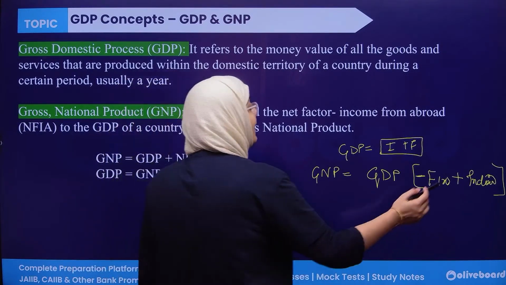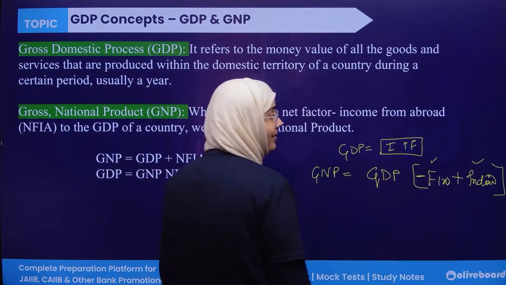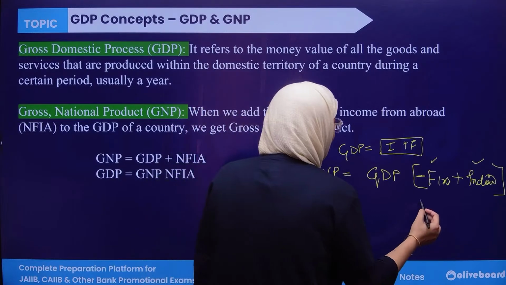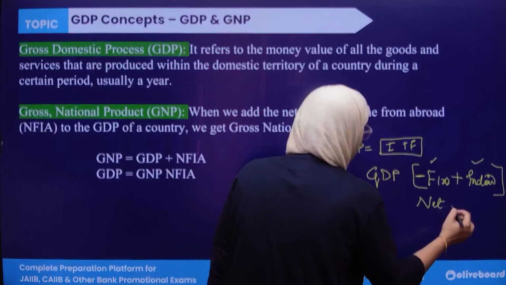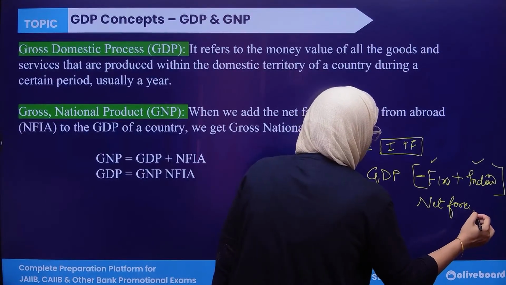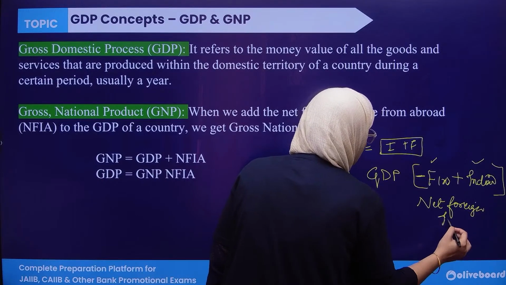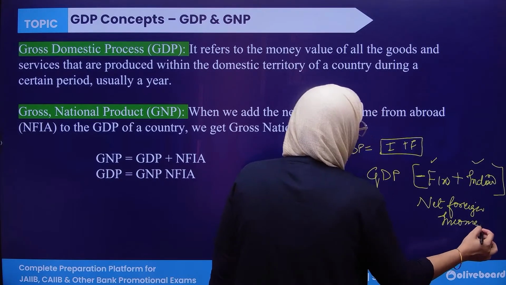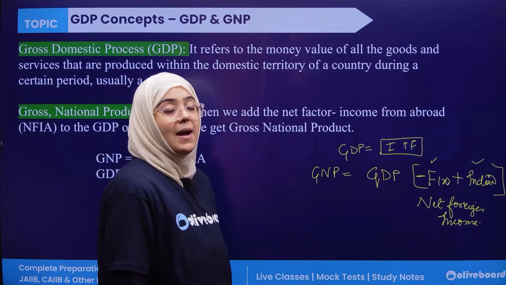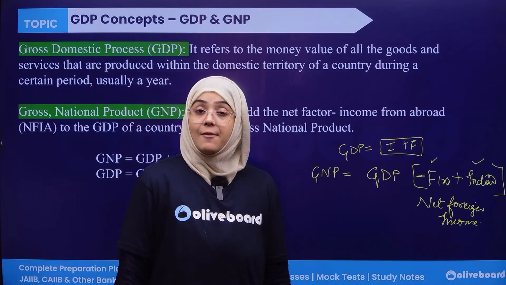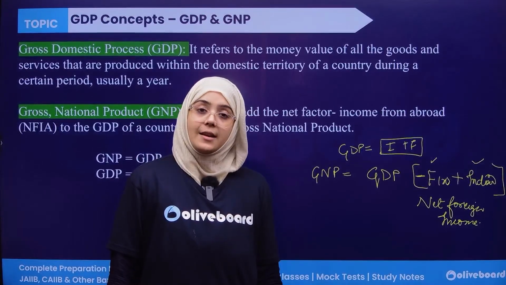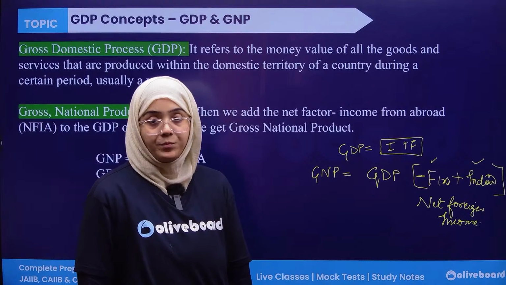Okay. Now, in this process, when we subtract income of foreigners living inside India from income of Indians living outside India, we get what? Net foreign income. Net foreign income is income of Indians living outside India remitting to India minus income of foreigners living in India remitting outside India. Export minus import, you can say.